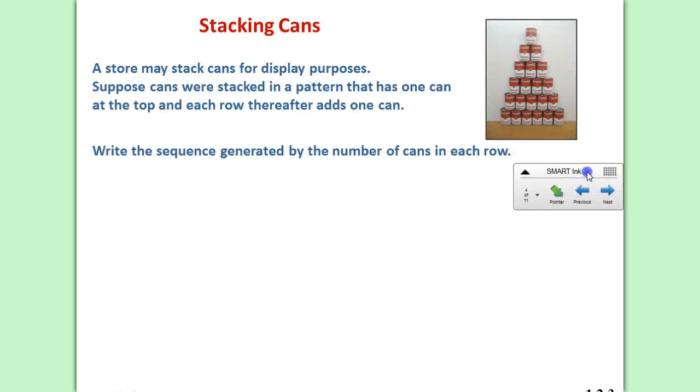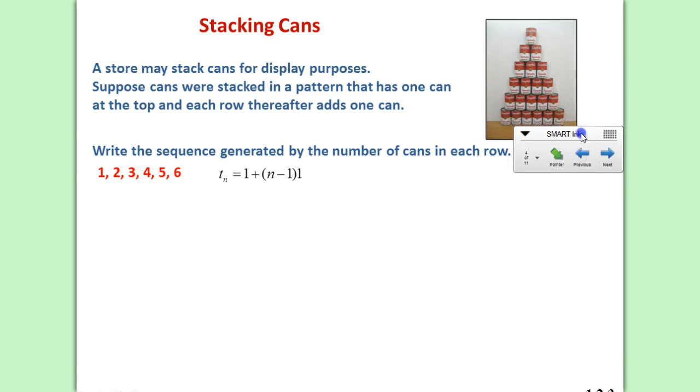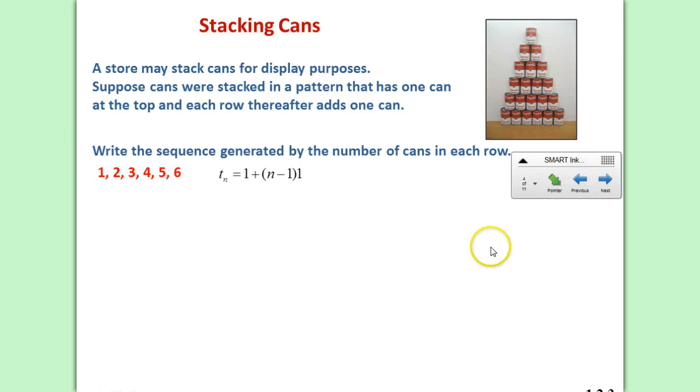Write a sequence generating the number of cans in each row. Pause and come back. If you've now completed this page, you've thought about it and written the pattern of cans. Obviously in the first row there is 1 can, the second row there's 2, and 3, and 4, and 5, and 6. If we represent it with our term formula, then any row would be 1 plus n minus 1 times d, or t1 plus n minus 1 times the common difference.